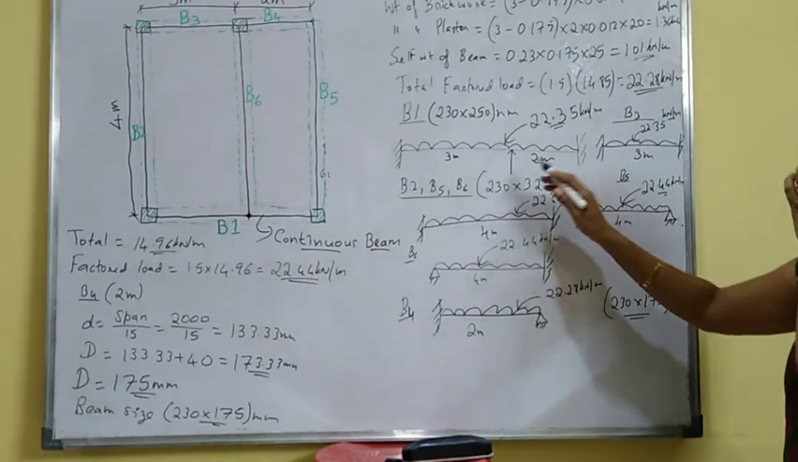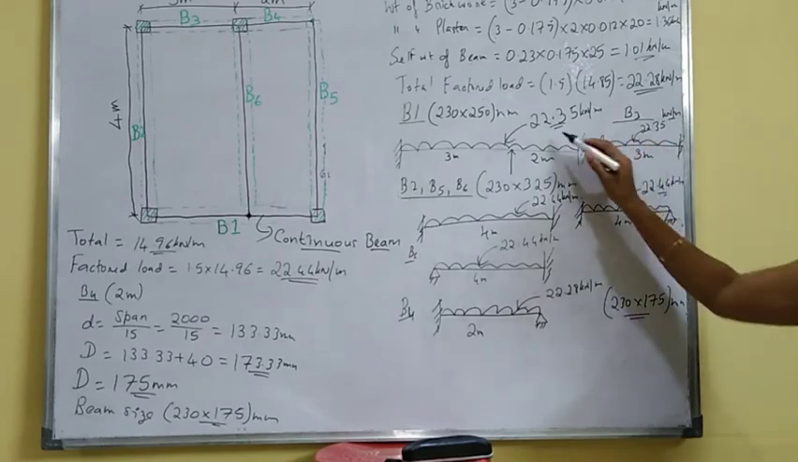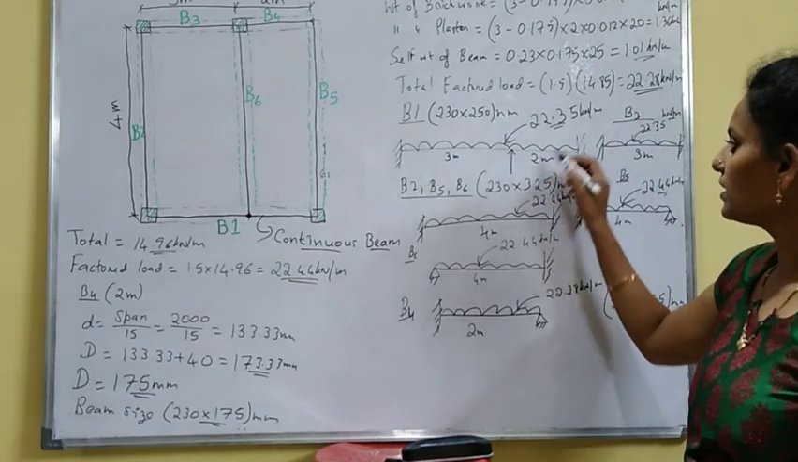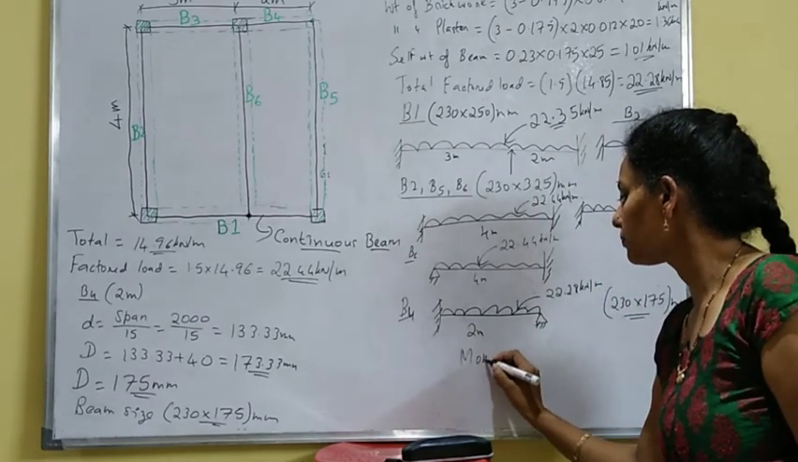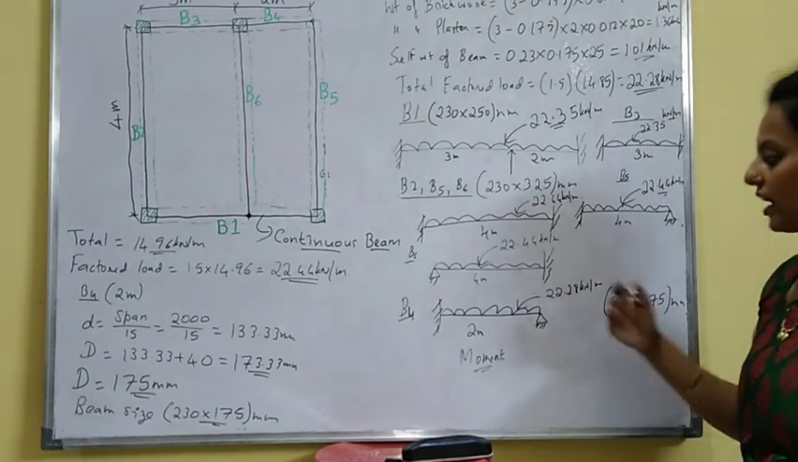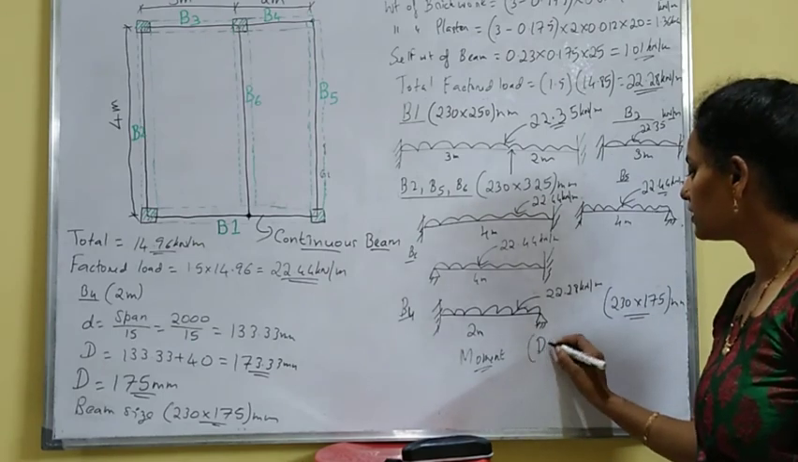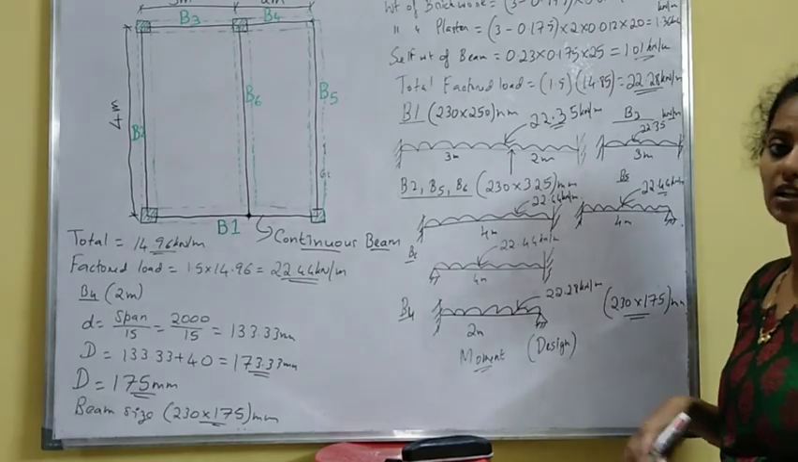Okay. So once you get this load distribution or load value, now using any analysis method you can analyze the beam and get the value of bending moment and shear force. Once you get this bending moment and shear force, you can design the beam. That we'll get to know in the next class.